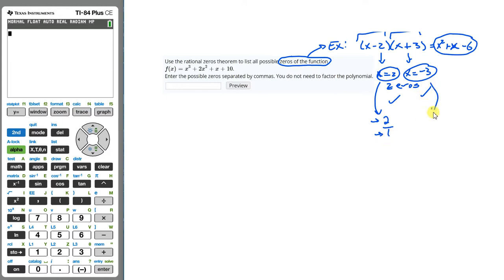If you can write something as a whole number divided by a whole number, that's a rational number. This is also a rational number. Negative 3 over 1. Whole number over whole number. So these are rational zeros. The 2 is a rational number that works as a 0 of the function.